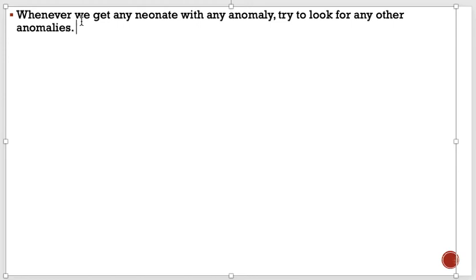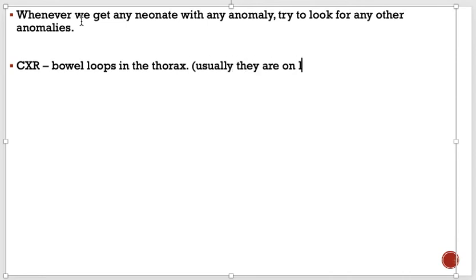So when you do a chest x-ray, what will you find in these babies, right? When we do a chest x-ray, we will not find the same photograph of the chest which I showed you there, but what we will find is bowel loops in the thorax, right? So now the intestinal loops are in the thorax. And usually they are on the left side. And on the left side there is the heart, so the heart is pushed away from its normal side. And the mediastinum will not look normal, rather it will be pushed away.